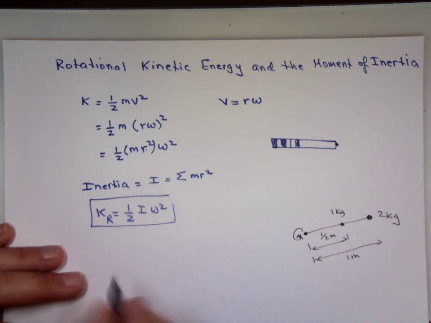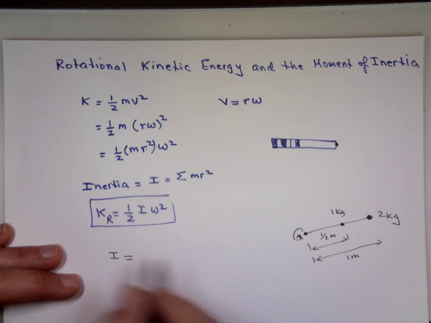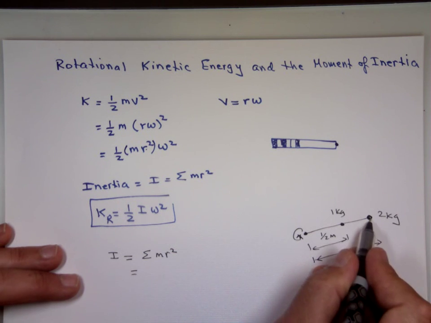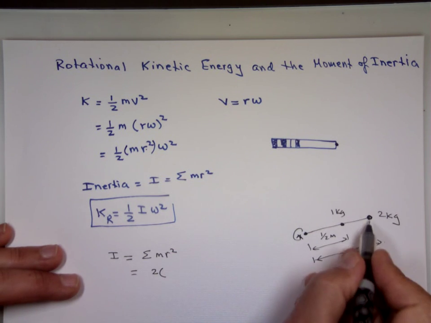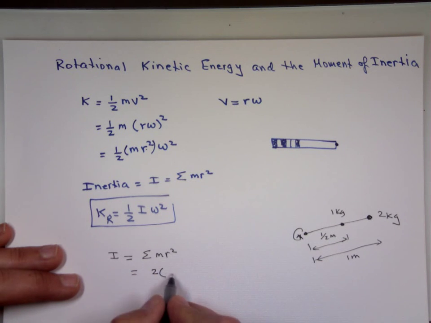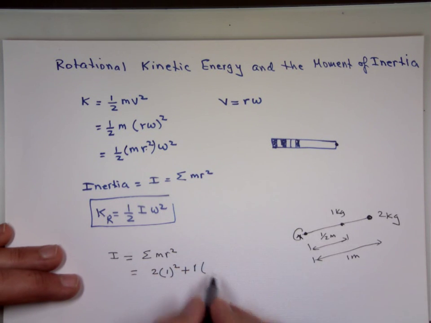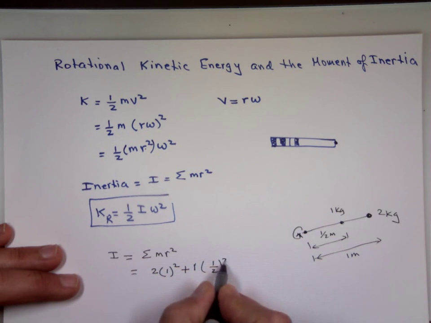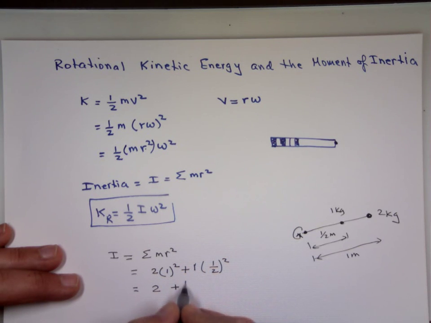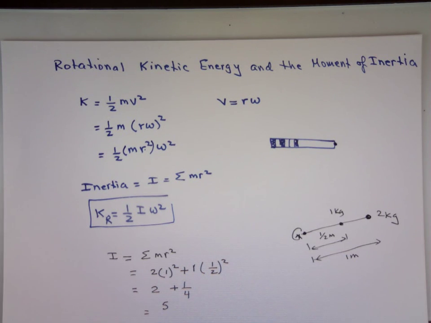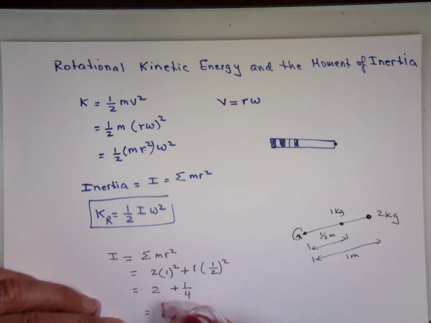Then the inertia for that is going to be the summation of m r squared, which means we take the mass of the first one, 2 kilograms, times the distance from here to the pivot point, squared, plus the second one, which is 1 kilogram, times the distance from here to here squared. So that's 2 times 1/4 plus 1, which is 9 over 4? So the inertia is 9 over 4.